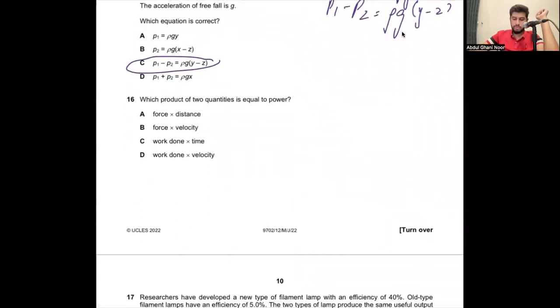Question 16 says, which product of two quantities is equal to power? Power is basically force into velocity. That's a formula for power. Power is equal to Fv. So the answer is B. Force into distance is work done. Work done into time, I don't think that represents anything. Work done into velocity, no.